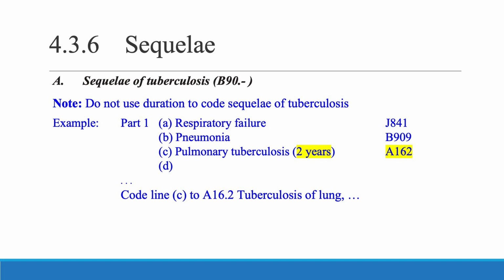So on the supplementary example, on line C, we have pulmonary tuberculosis with a duration of 2 years. That's not enough for us to assume that that was a sequela of tuberculosis, and we would actually code line C to A16.2, tuberculosis of lung.